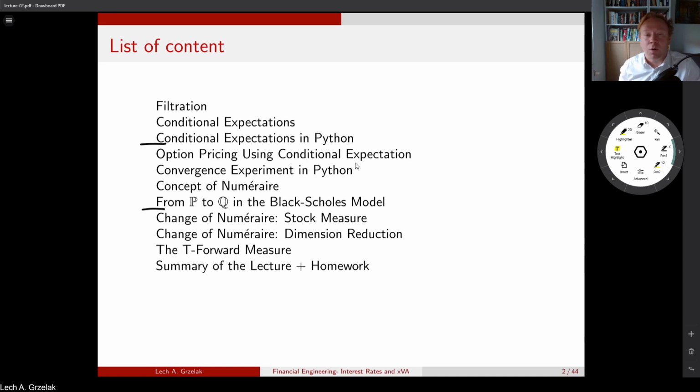So now we will actually focus on option pricing and use the tools from conditional expectation to facilitate improved convergence in the Monte Carlo simulation. I will also introduce you to the concept of Numeraire, what the Numeraire is, how to look at it, how to use it, and how useful it is in derivative pricing. In this block, we will also use the Numeraire and the Girsanov theorem for the Black-Scholes model, where we will change the dynamics from the real-world measure, measure P, to measure Q.